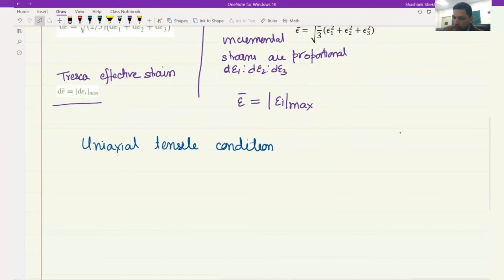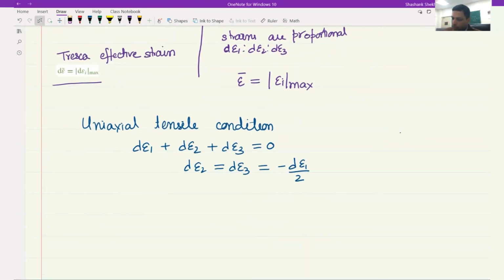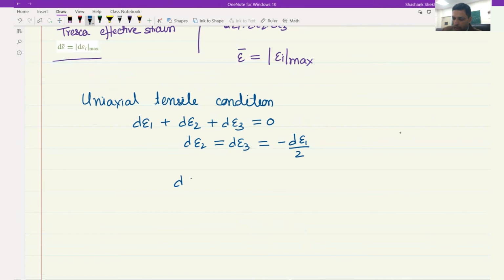So one thing we have to first keep in mind is that since it is plastic deformation, d epsilon 1 plus d epsilon 2 plus d epsilon 3 is equal to 0. But at the same time, d epsilon 2 and d epsilon 3 are the same. And therefore, if you put it here, what you will get is that it is half of d epsilon 1. And now if you put this relation into our relation for the effective strain, then we have 2 by 3.